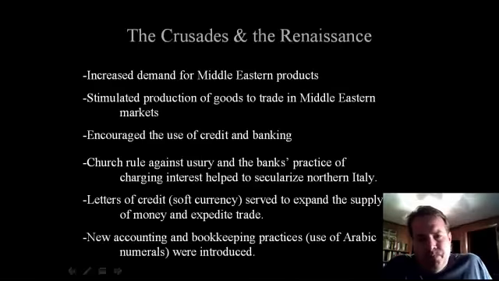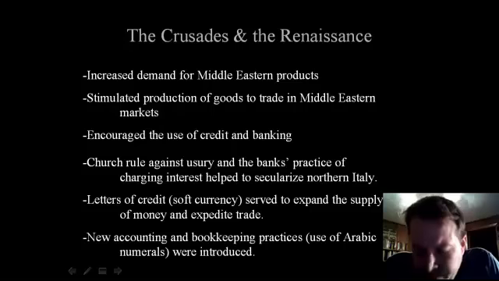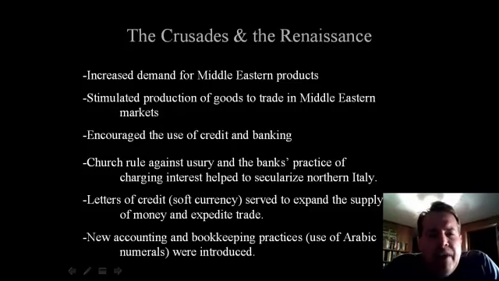Now, where does the Renaissance actually come from? Well, again, the Crusades play a major role in the evolution away from the medieval feudalistic society to a more modern society. That's what the Renaissance is all about, shifting away from feudalism toward a society that we would more recognize today. And the way the Crusades helped, well, number one, they increased demand for Middle Eastern and Far Eastern goods. This, of course, stimulated trade with foreign markets.